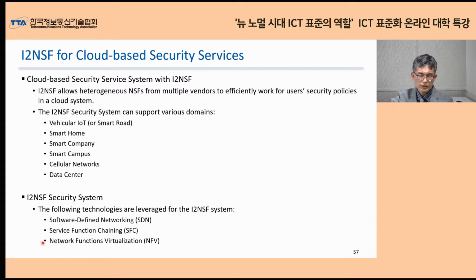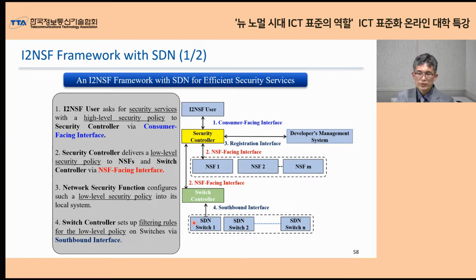So three technologies are important: SDN, SFC, and NFV. First, SDN and I2NSF. You can see the upper part is the I2NSF framework, and the lower part is SDN. The switch controller, meaning the SDN controller, is connected through a southbound interface such as OpenFlow. So here is the SDN switch. The security controller delivers the low-level policy for the firewall service using SDN switches.